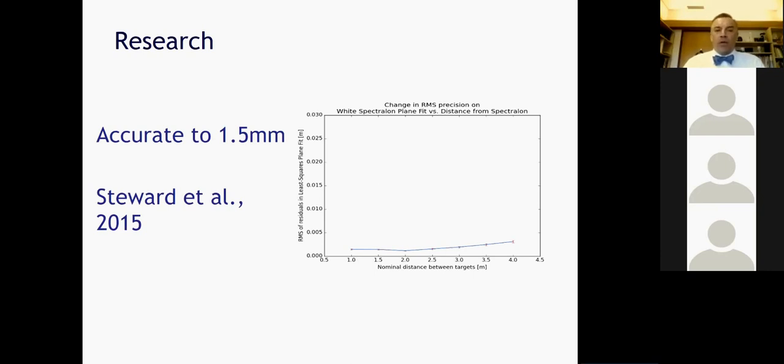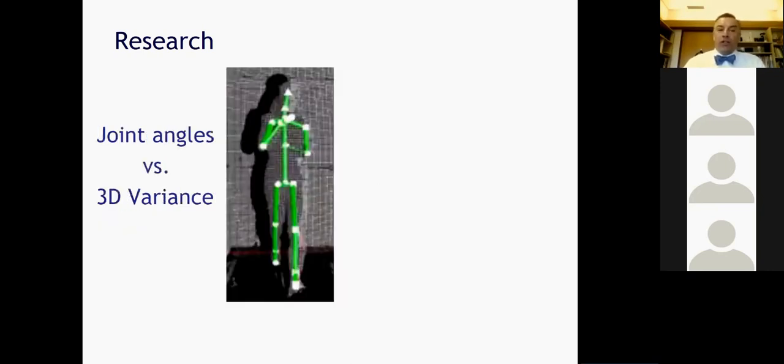Now, one of the most common questions we get is why aren't we measuring joint angles, as opposed to providing this measure of 3D variance. I'll show 3 pictures here. This is an individual running on the treadmill, and you can see that the skeleton created through the Microsoft native software lines up really nicely in terms of ankle, knee, hip. It goes into a full body skeleton.